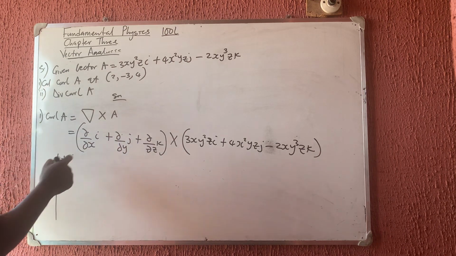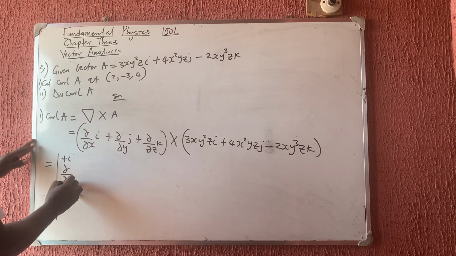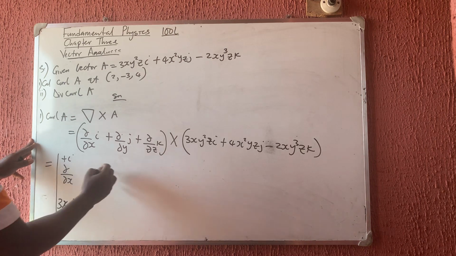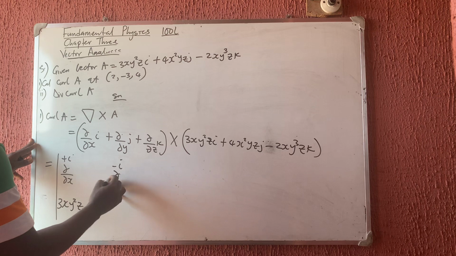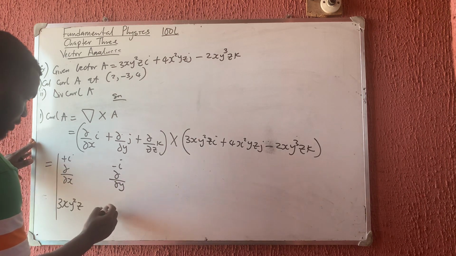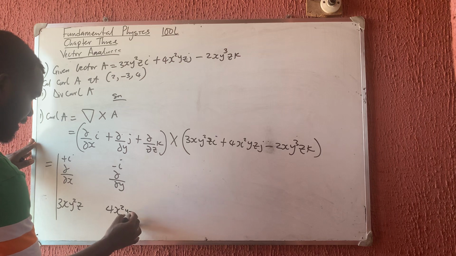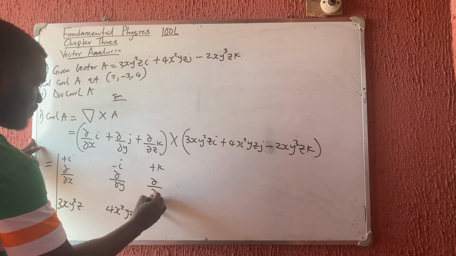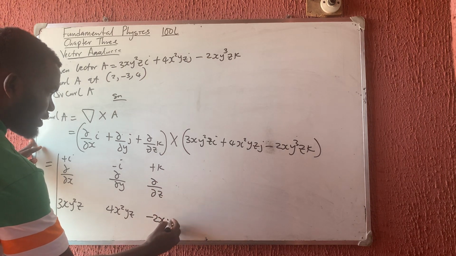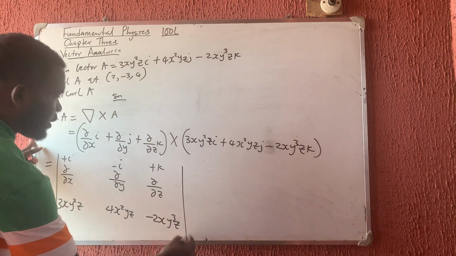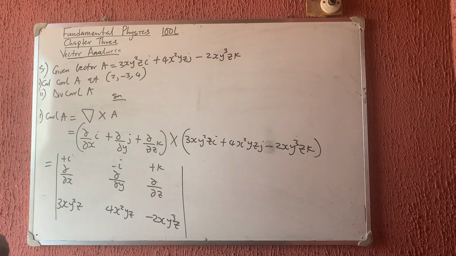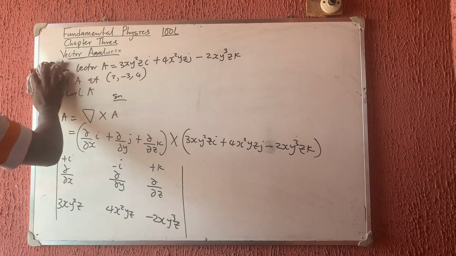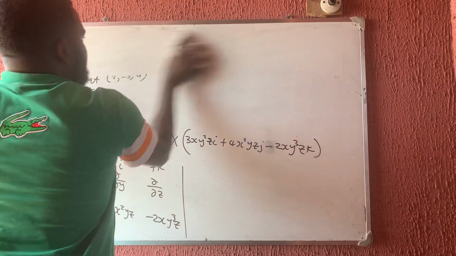All right, so now when you are crossing a vector with a vector, you draw your matrix. So I have plus i, with my partial x and my 3xy squared z. Then under minus j, I have my partial y and my 4x squared yz. Then under my plus k, I have my partial z and my minus 2xy cubed z. Okay, so to get this answer, this will be very long, so permit me to write it somewhere here, because it's going to be long.